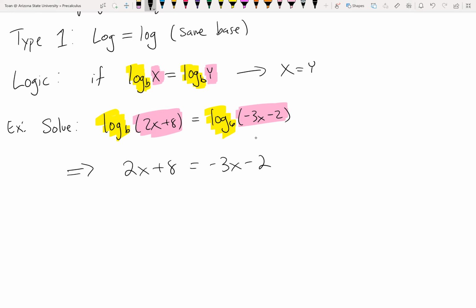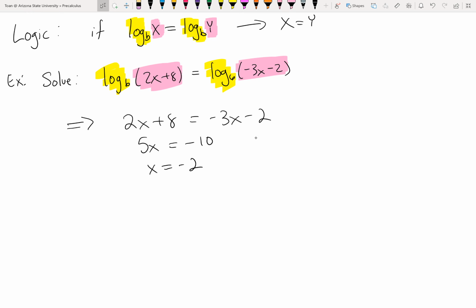Get all the x's on one side, and all the non-x's on the other. So we'll add the 3x over, and at the same time subtract the 8's. So we get 5x equals negative 10. Divide out the 5, x equals negative 2. Now actually I don't want to stop here. I want to make a comment.